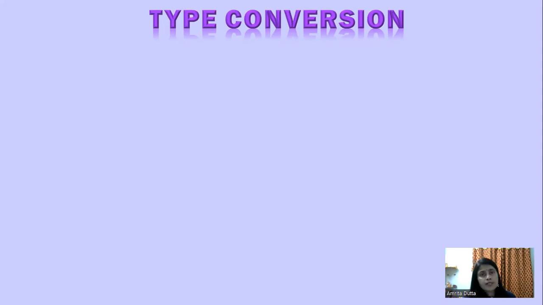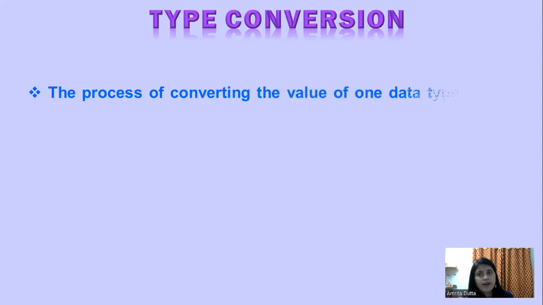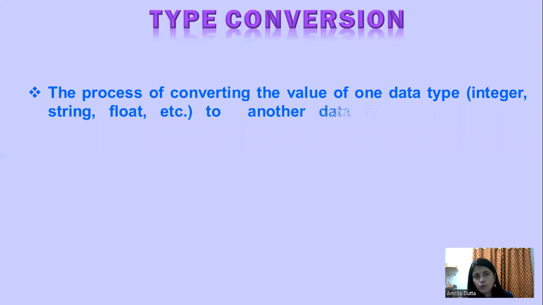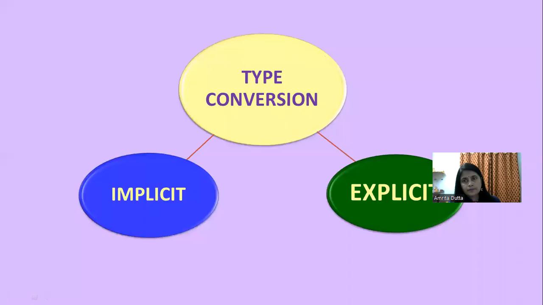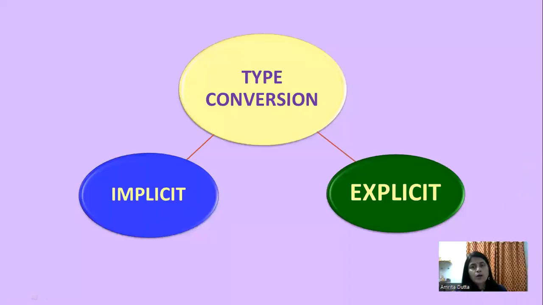So now what is type conversion? That is data type conversion. The process of converting the value of one data type, that is maybe integer, string, float, whatever, to another data type is called type conversion. So that means we are converting from one data type to another data type, and that is supported by Python. Type conversions are of two types, implicit and explicit.